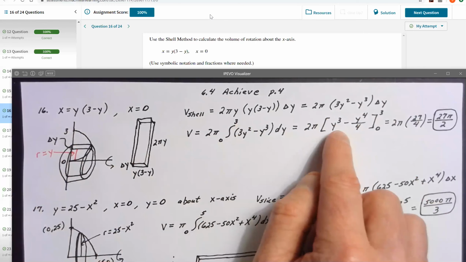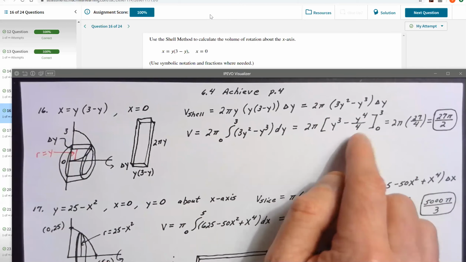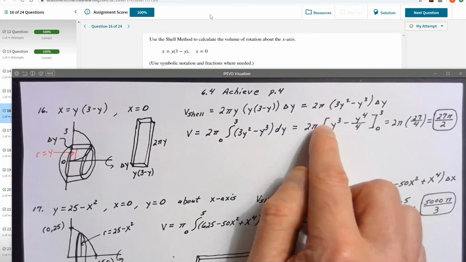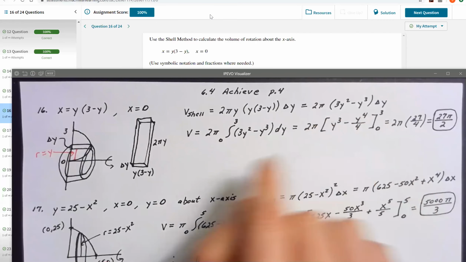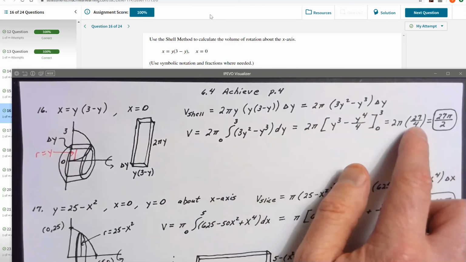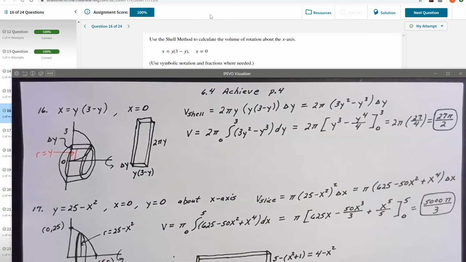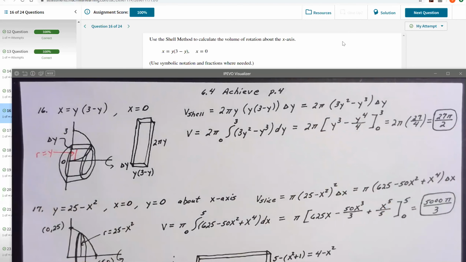I've used the power rule here to get y cubed minus y to the 4th over 4. We're now evaluating that at 3. When you evaluate this at 3, you get 27 minus 81 over 4. I just plugged that into a calculator and got 27 over 4. We multiply that by 2 pi, and of course the 2 and the 4 reduce down to give me 27 pi over 2. And that is the answer that I inputted, and Achieve liked it.